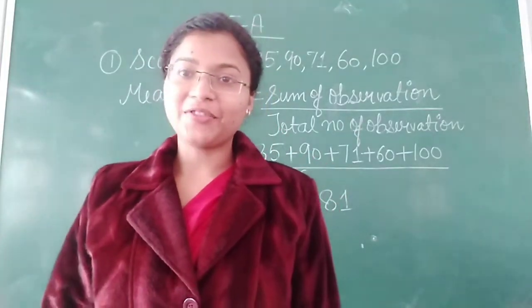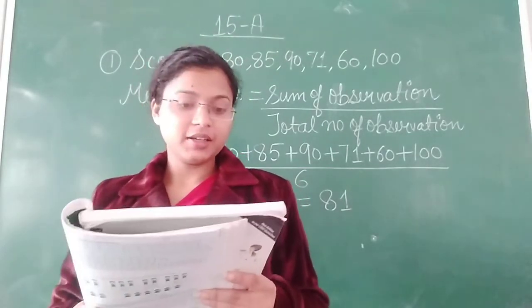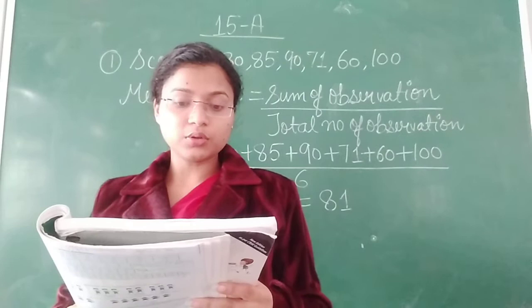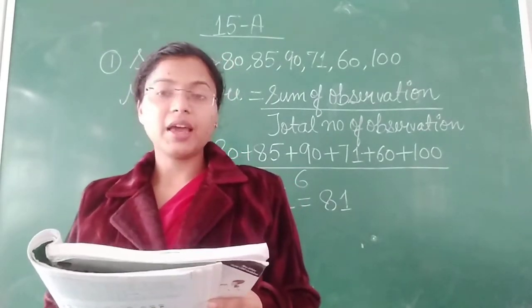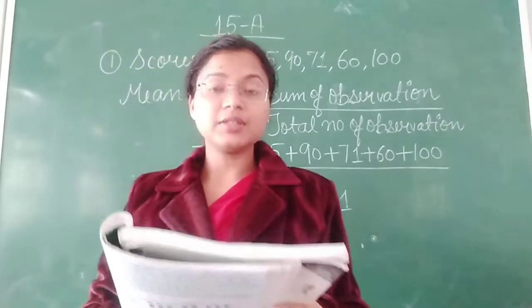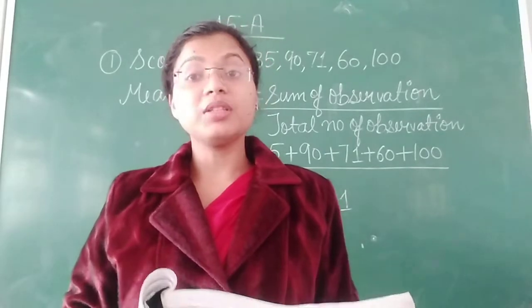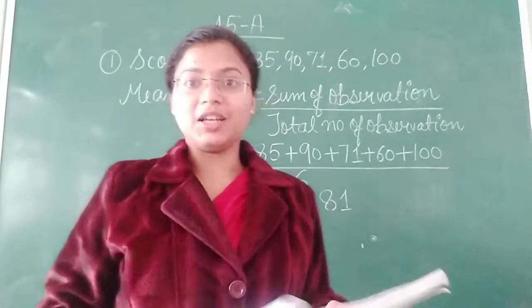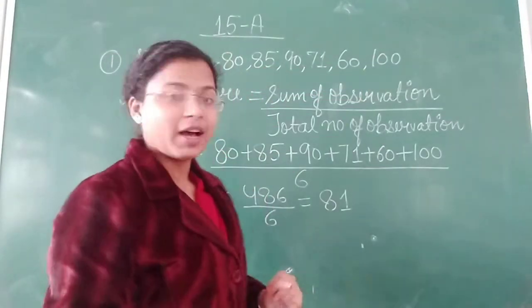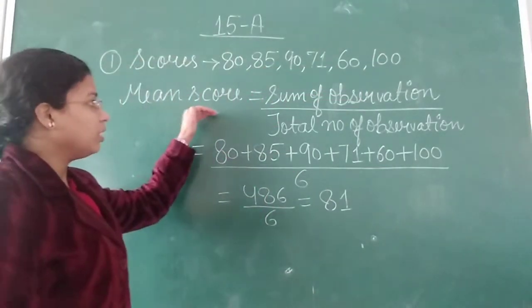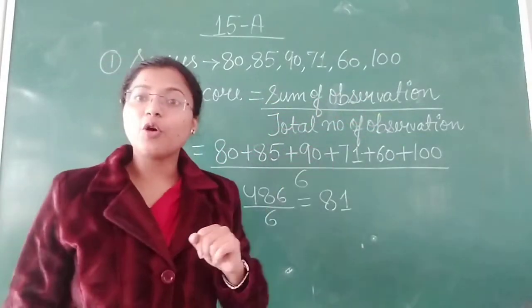So let's start our exercise 15a, and our first question is: Ria obtained the following scores out of 100 in a vocabulary test. 80, 85, 90, 71, 60 and 100 are the scores. So what is her mean score? That means you have to find out the mean. First of all, these are the scores of Ria, and the formula for the mean is the sum of observations upon the total number of observations.